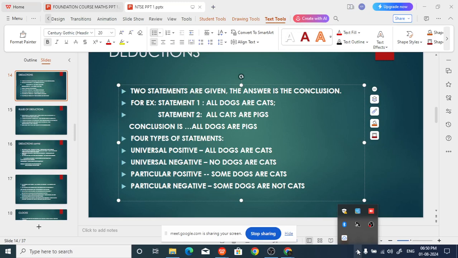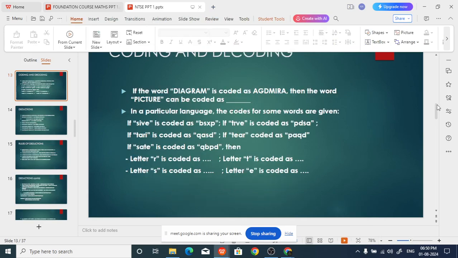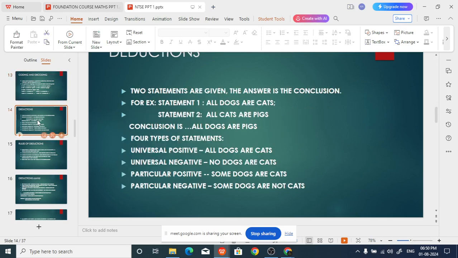So welcome students for this foundation class. Today we are going to look at a portion called deductions. Don't bother about the meaning of these things, but we will straight away go to the problem.